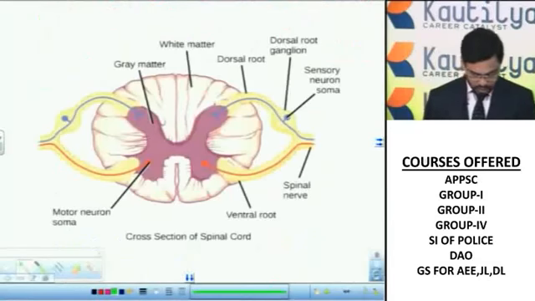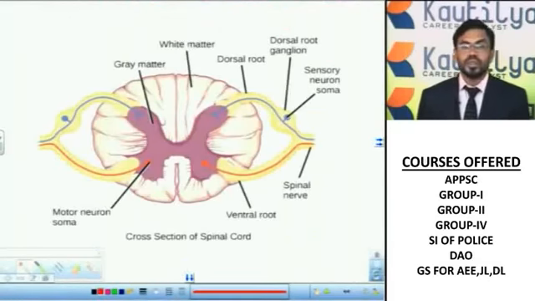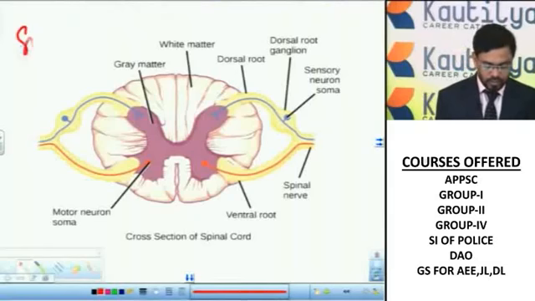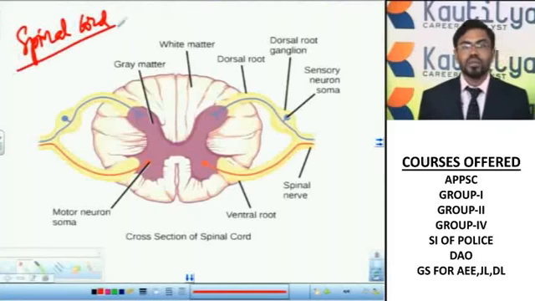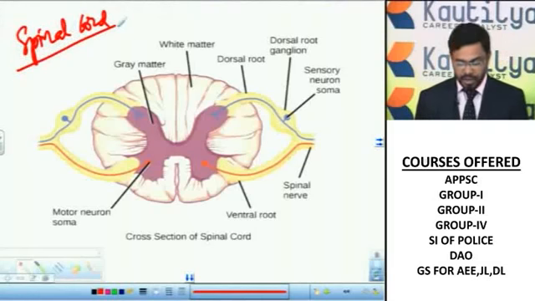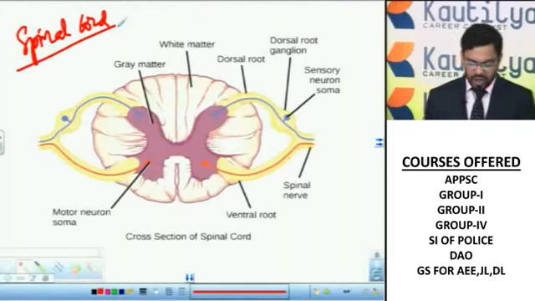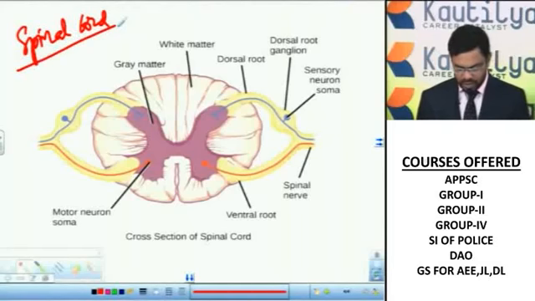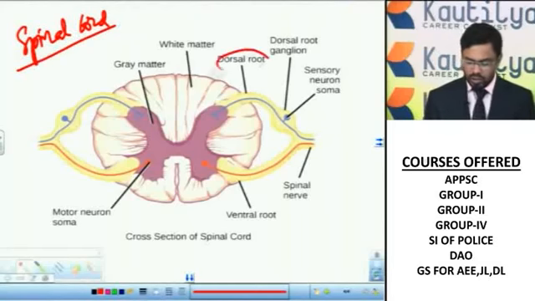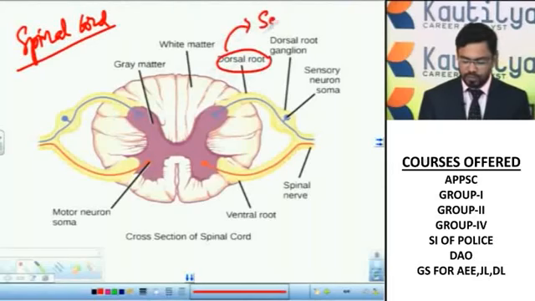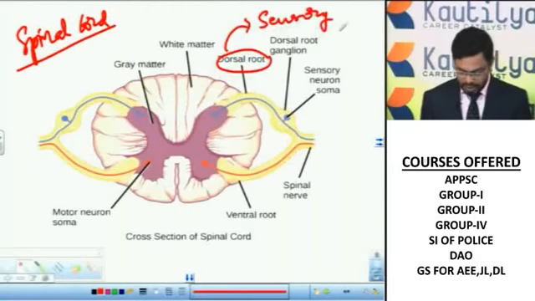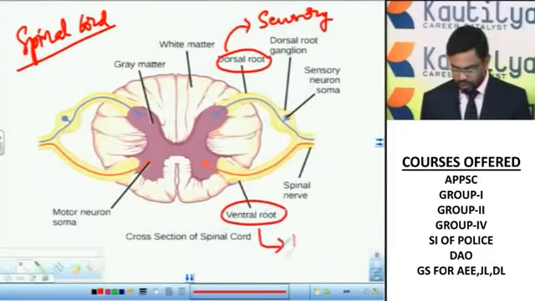Let us see the spinal cord. The spinal cord is also covered by meninges, that is, the outer dura mater, inner pia mater, and middle arachnoid membrane. Here also the cerebrospinal fluid is present. The spinal cord has a dorsal surface and a ventral surface. The dorsal root of the spinal cord is sensory in function, whereas the ventral part is motor in function.